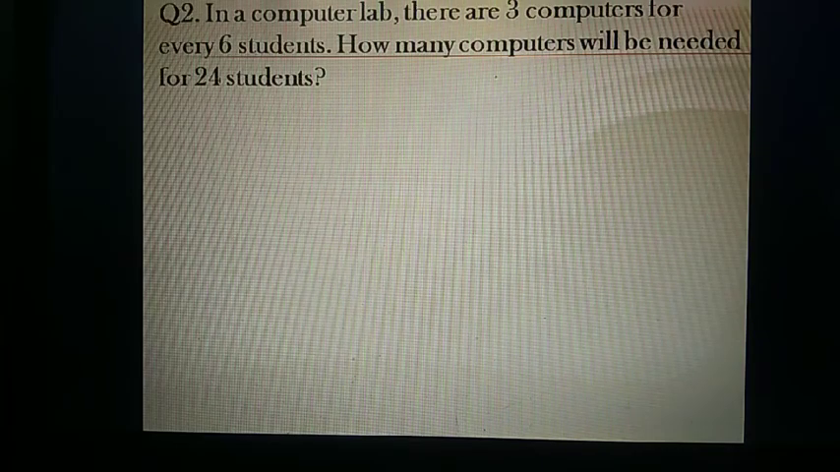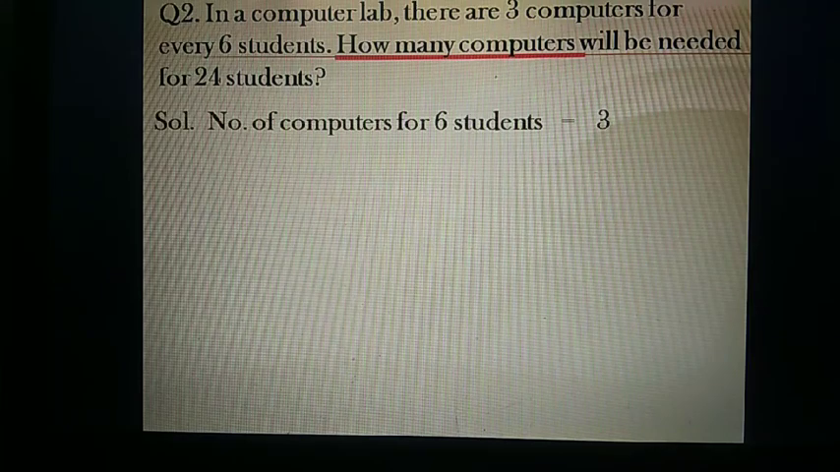Moving to question number 2. In a computer lab, there are 3 computers for every 6 students. How many computers will be needed for 24 students? We are supposed to find number of computers for given number of students. It means here in this question we are moving from many to many. 6 students is given to you. We are moving to 24 students. We will use unitary method. First, we will go to many to one and then from one to many.